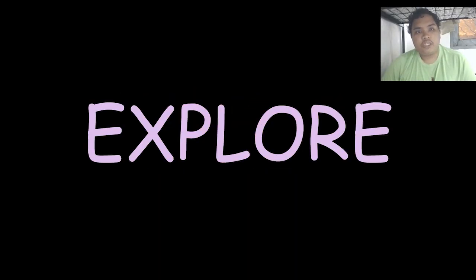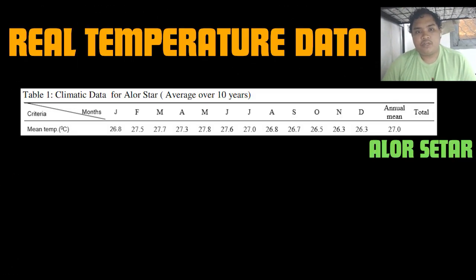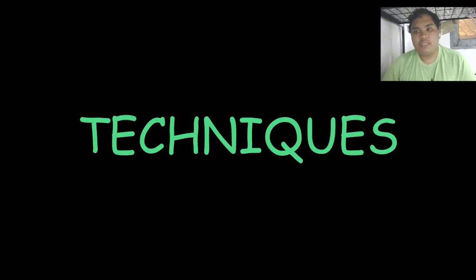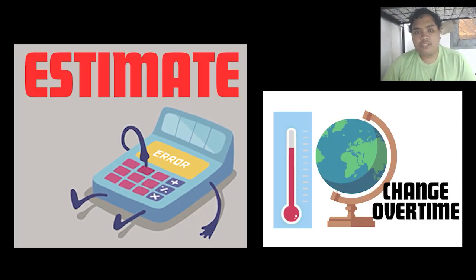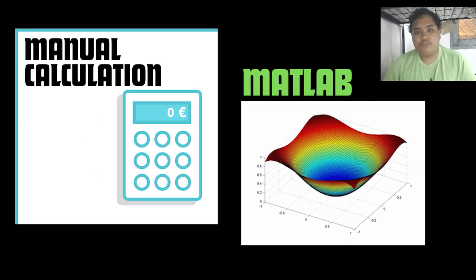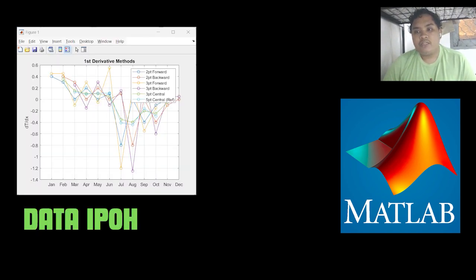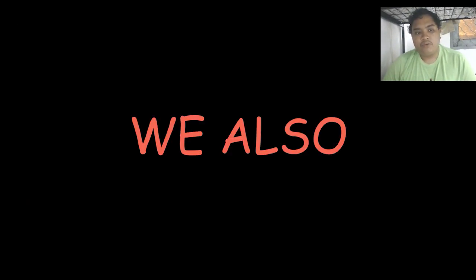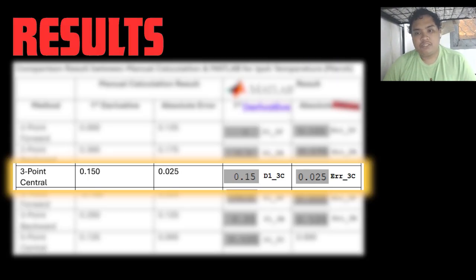analysis applications. So in conclusion, this project explores how we use numerical methods to study climate trends using real temperature data for Alor Setar and Ipoh. We apply different techniques like forward, backward, and central difference methods to estimate how temperature changes over time. By doing manual calculation and using MATLAB, we confirm that our results are accurate and consistent. MATLAB helps us handle large data and create clear graphs to see trends better. We also compare different methods and found that more advanced techniques like the 5-point central method give better accuracy, especially in the middle of the data.